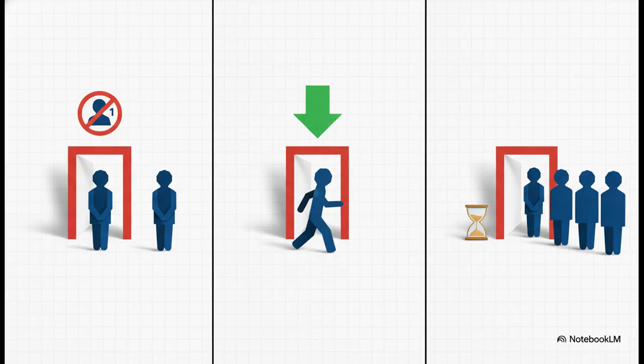Now, to make this work properly, any good solution has to follow 3, let's call them golden rules. First up, mutual exclusion. That's our one-at-a-time rule we just talked about. Second, progress. This just means the system can't get stuck. If the room is empty and someone is waiting, you have to let them in. You can't just lock the door for no reason.